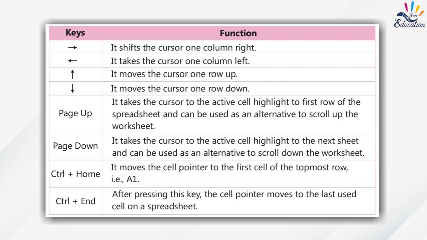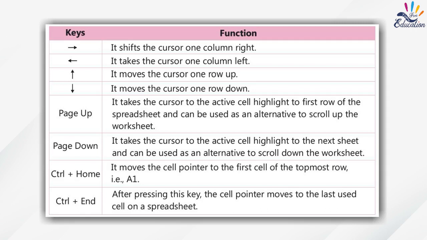Page Up. It takes the active cell highlight up to the first row of the spreadsheet and can be used as an alternative to scroll up the worksheet. Page Down. It takes the active cell highlight to the next sheet and can be used as an alternative to scroll down the worksheet.